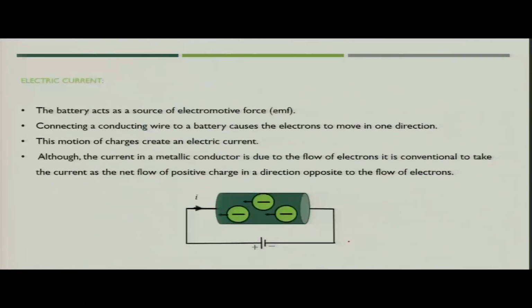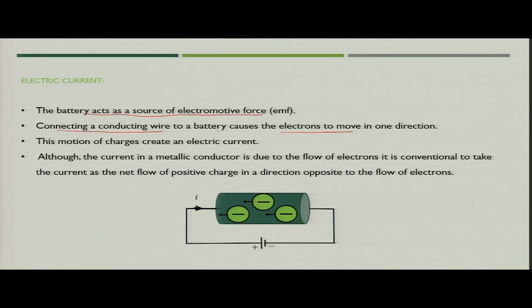Now, let us talk about electric current, because electric current is derived from the charge flowing in a particular element. Here the battery acts as a source of electromotive force, simply called EMF. When you connect a conducting wire to a battery, it causes electrons to move in one particular direction. This motion of charge creates the phenomenon called electric current.